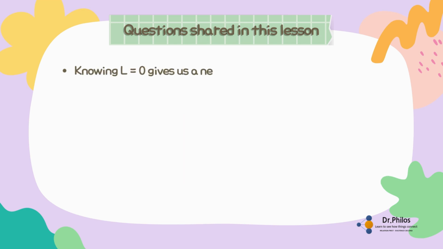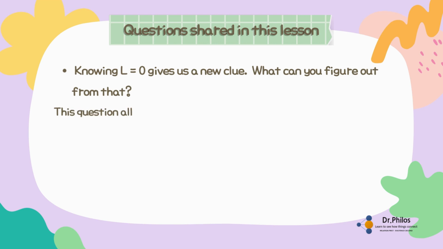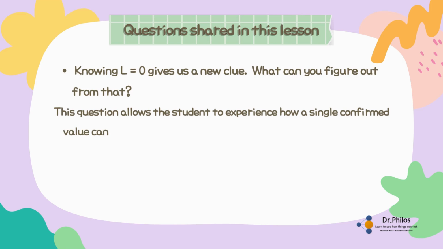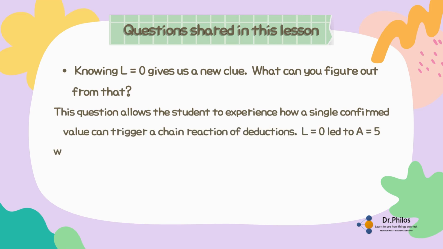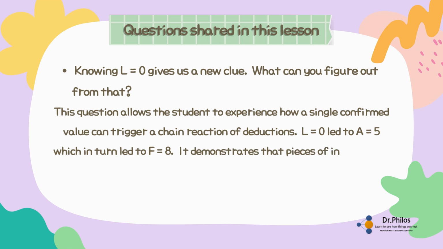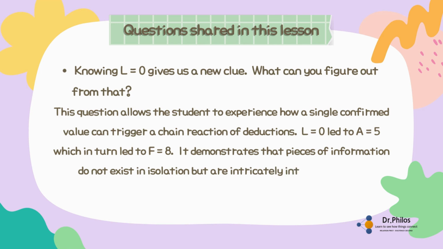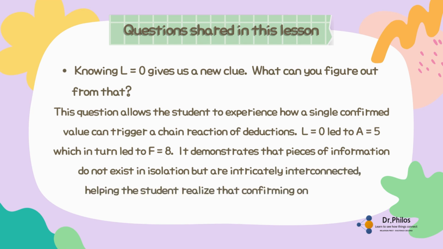Knowing L is 0 gives us a new clue. What can you figure out from that? This question allows the student to experience how a single confirmed value can trigger a chain reaction of deductions. L is 0 led to A is 5, which in turn led to F is 8. It demonstrates that pieces of information do not exist in isolation, but are intricately interconnected, helping the student realize that confirming one variable naturally brings the others into place.